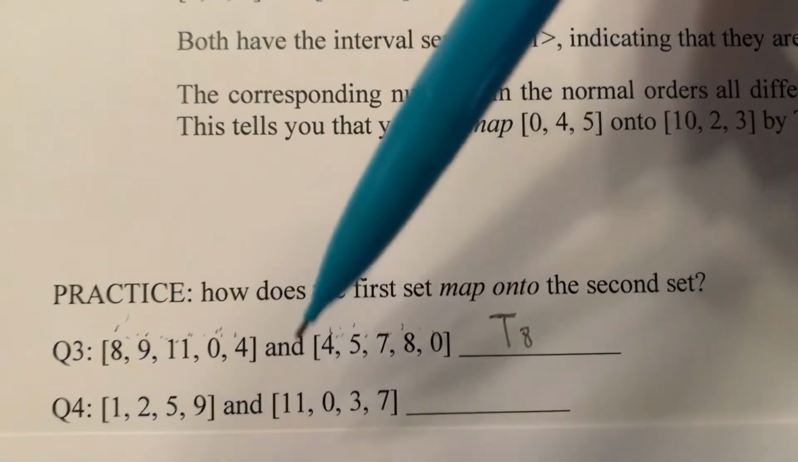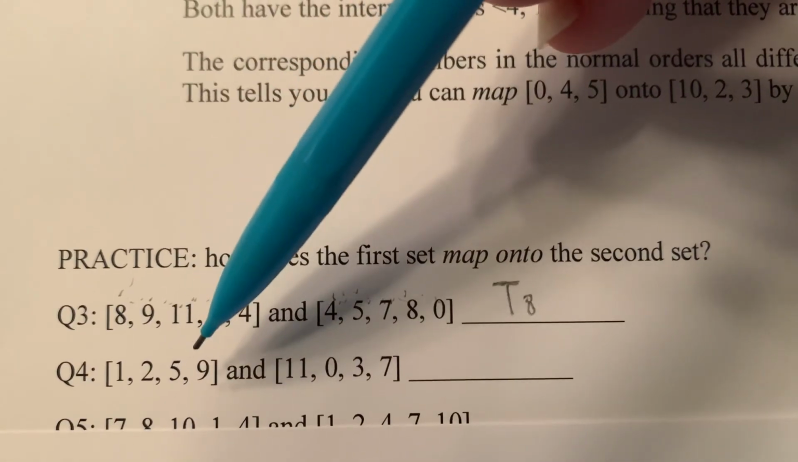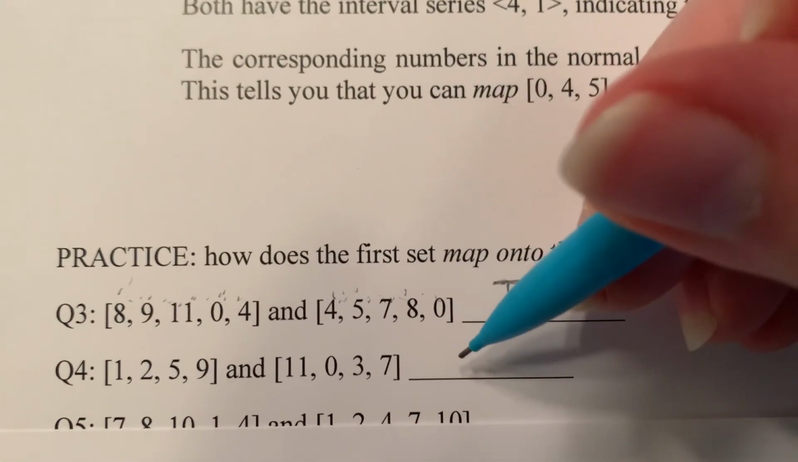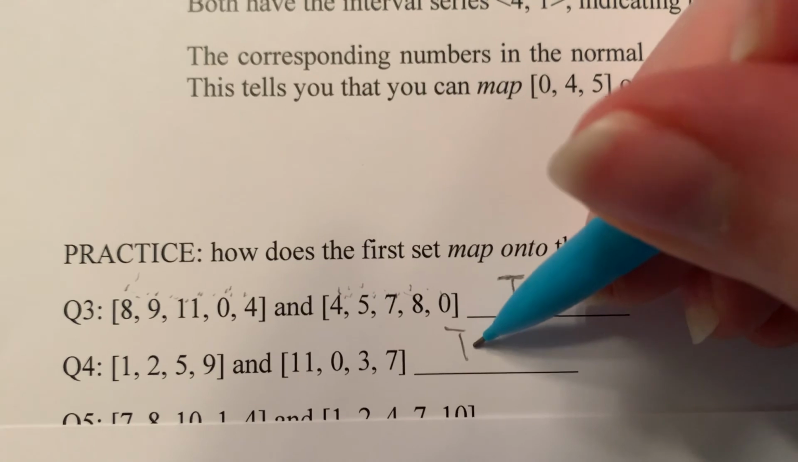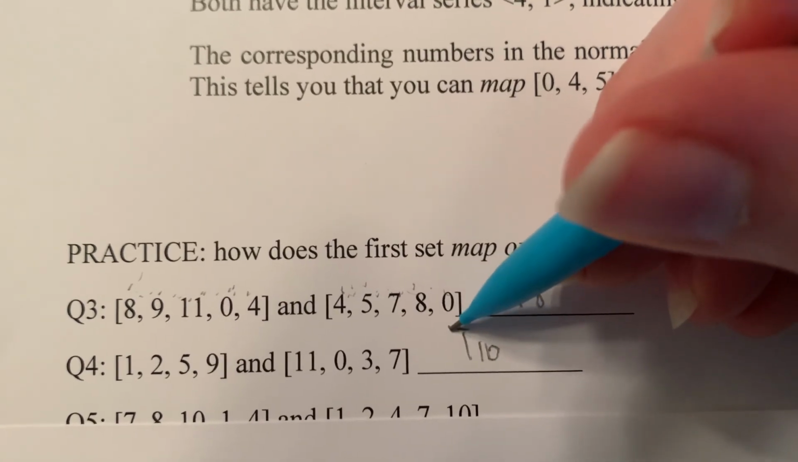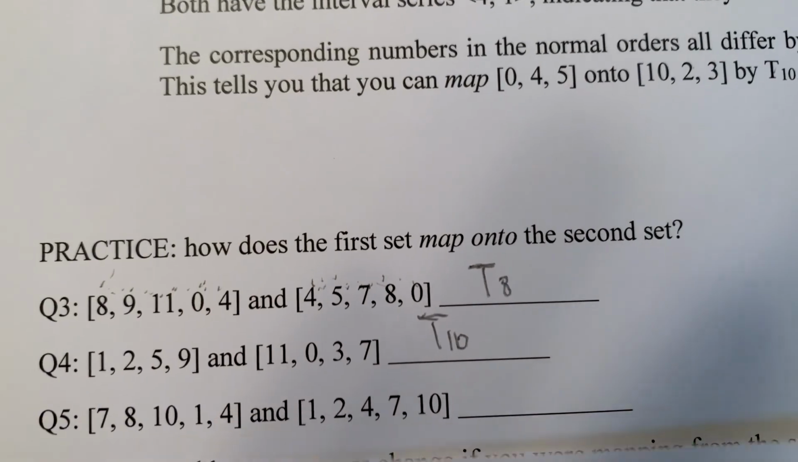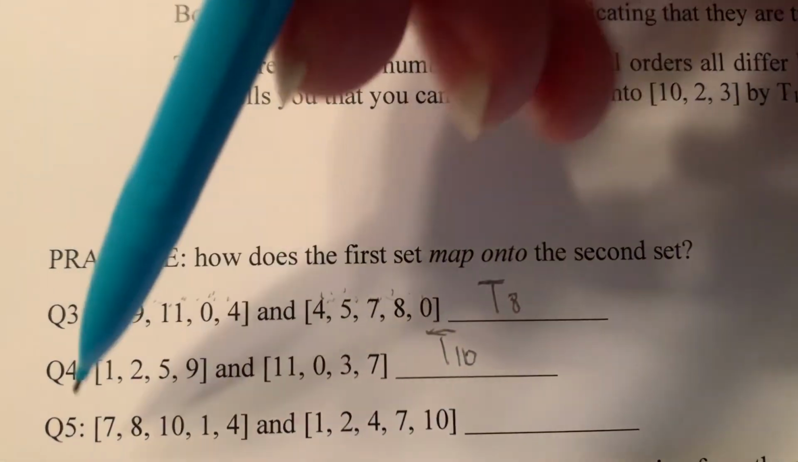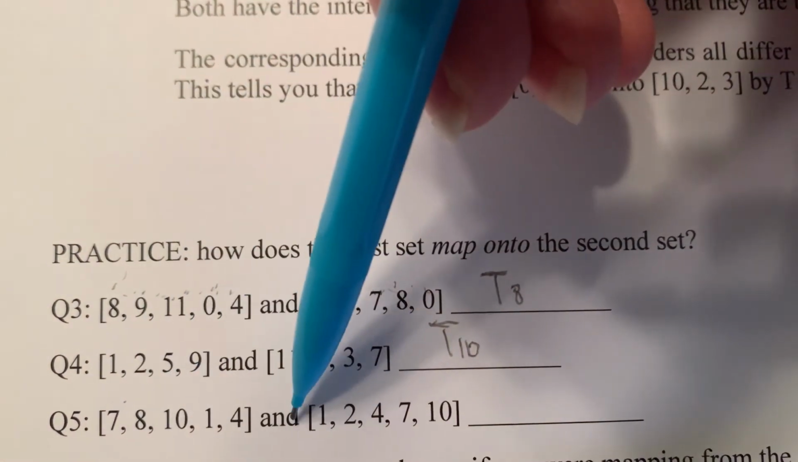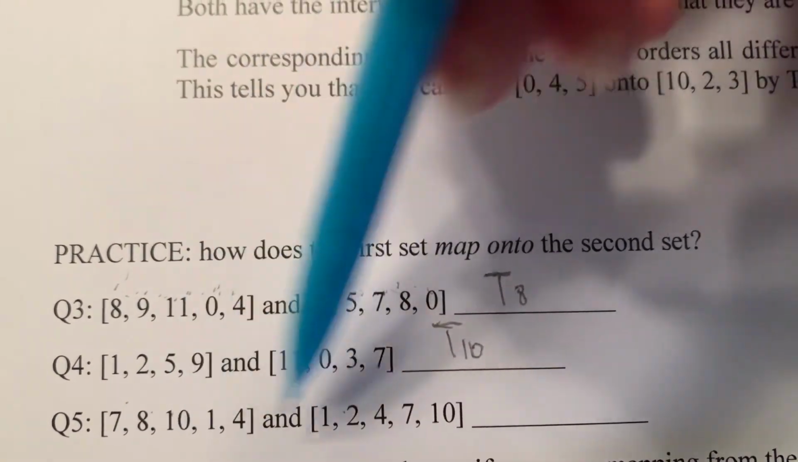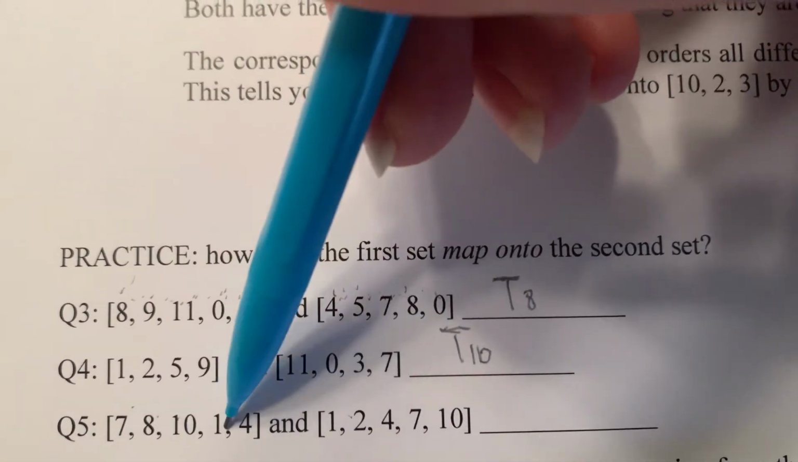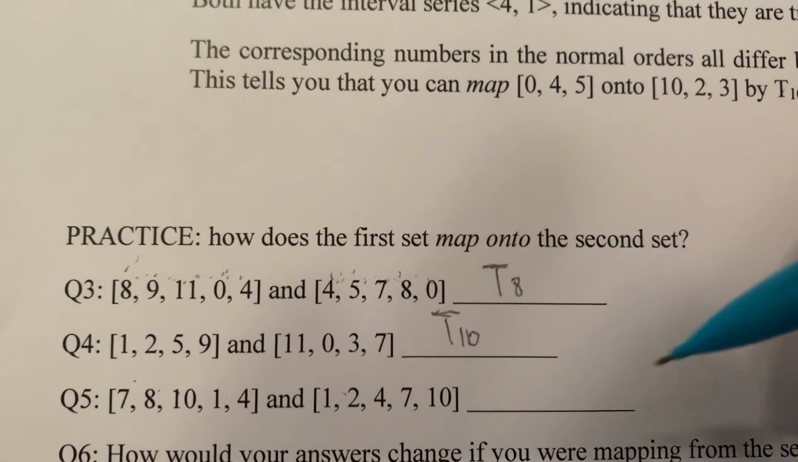All right, then the next one looks to me like T10. Now I need to check all of these corresponding integers because you can never just bank on it. So that's T10. And then the last one, let me just check real quick. That looks like a difference of 6 in each case, so T6.